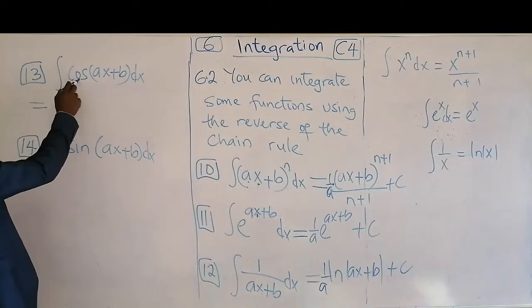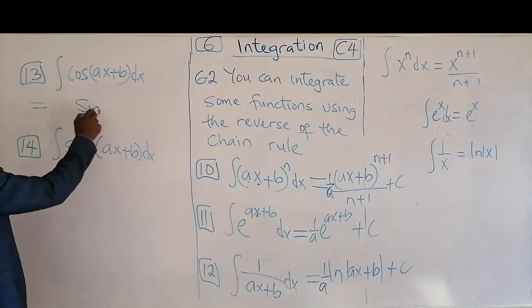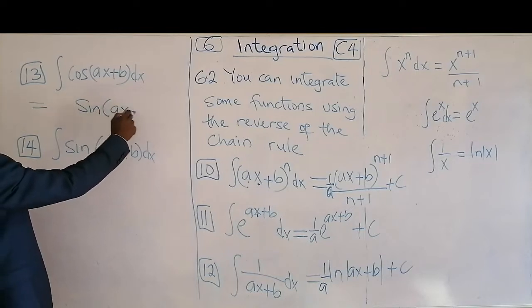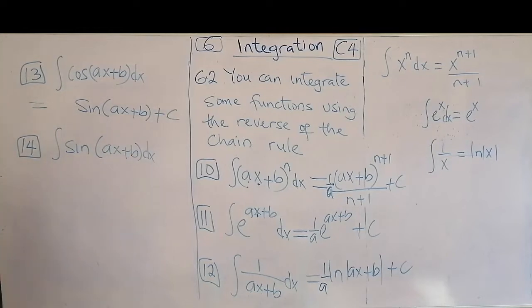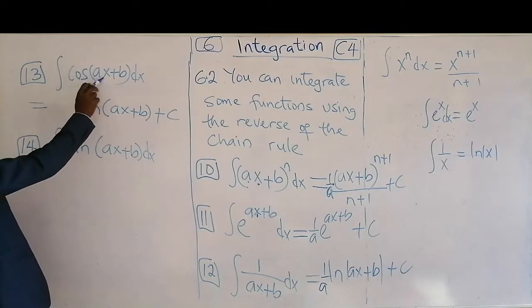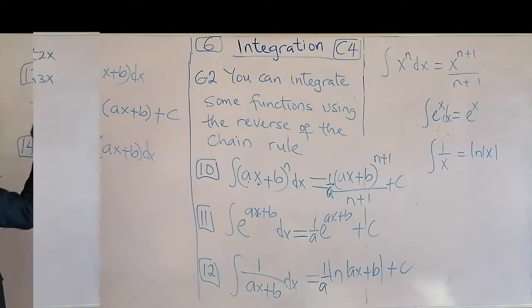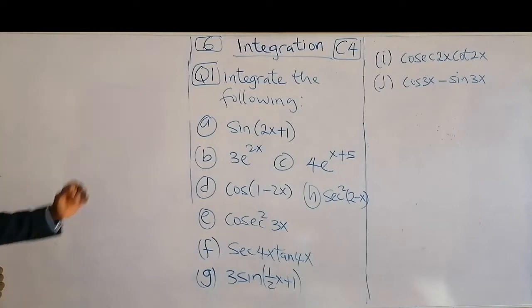Also, the integral of cos is sine of the function ax plus b. And put your constant there. And don't forget, check the function inside. What attaches to the function x is a. You divide by that.